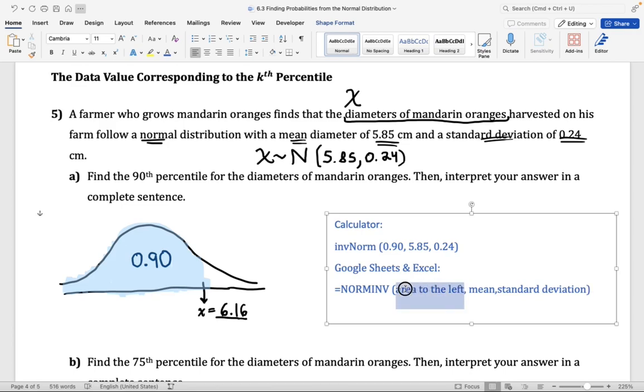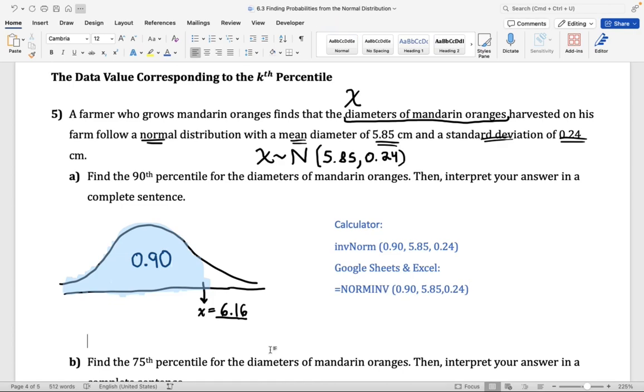Again, here the area to the left is 0.9 or 0.90. The mean is 5.85 and the standard deviation is 0.24. If you enter this expression into an empty cell on Google Sheets or Excel, you should be getting the same answer. Okay. Once you round to 2 decimal places, you should be getting 6.16.